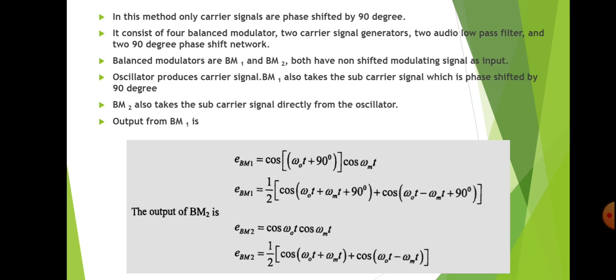Okay. And at the output of BM2, the balanced modulator gives the product of the modulating signal as well as the carrier signal. So we will get cos omega 0 t into cos omega m t. At balanced modulator 2, both are directly applied. So we will get E BM2 equal to 1 by 2 cos omega 0 t plus omega m t plus cos omega 0 t minus omega m t.